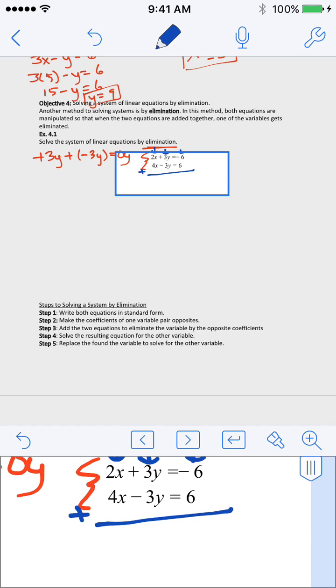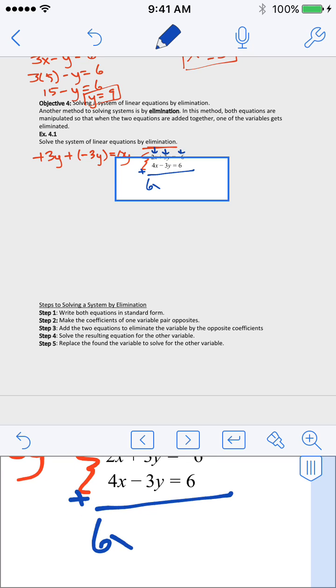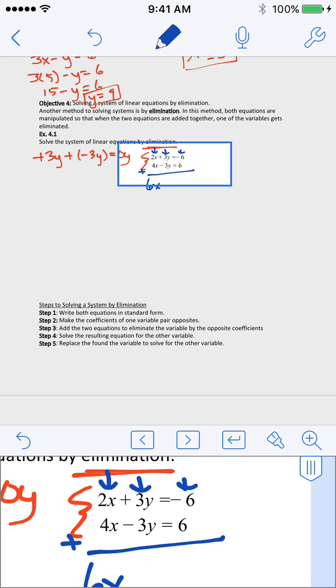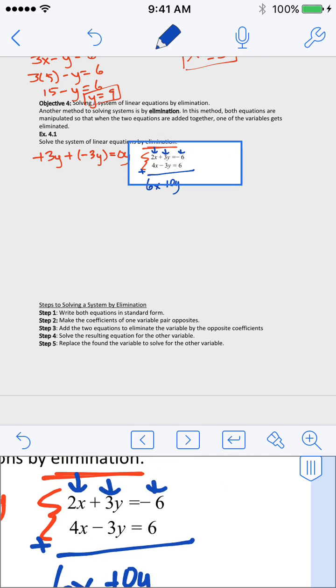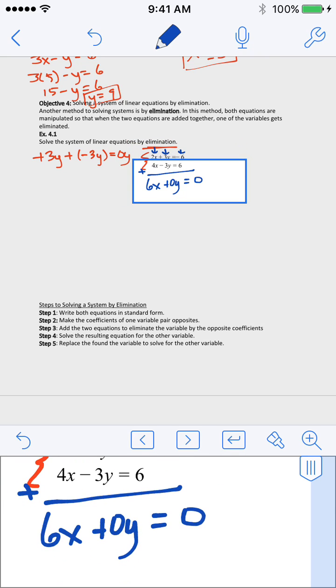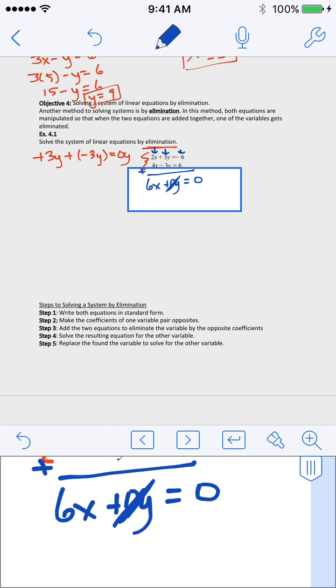So 2x plus 4x is 6x. We already talked about the fact that 3y plus negative 3y is going to give us 0y. And negative 6 plus 6 is going to give us 0. Alright, this 0y is no longer important, right? The fact that the constants also eliminated out is just a happy coincidence.